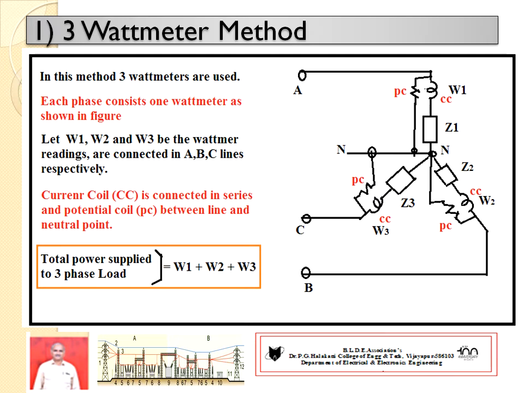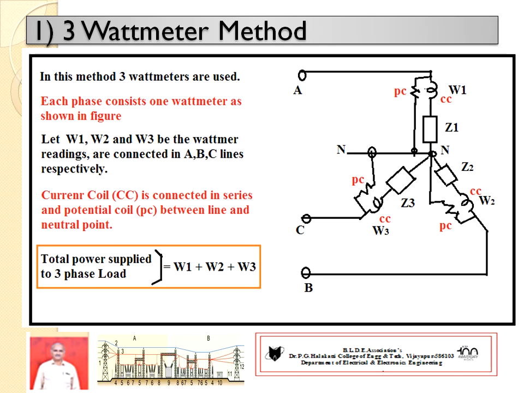W1 is connected in line A, its current coil is connected in series with the load, and its potential coil is connected between line A and neutral. In similar fashion, in line B, wattmeter W2 is connected, its current coil is connected in series with the respective phase impedance, and its potential coil is connected from line B to neutral. Similarly, in line C, wattmeter W3 is connected, its current coil is connected with the respective phase impedance Z3, and its potential coil is connected between line C and neutral.